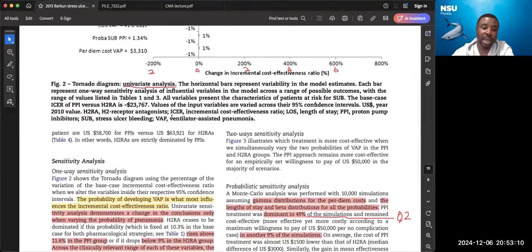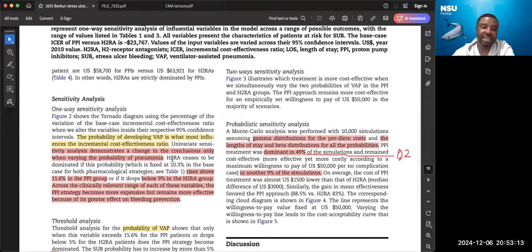You have to really know this. At what point does the base case change? The base case changes when the probability of causing the VAP in the PPI changes from 10.3 to 11.6. And also when it drops from the 10.32 in the H2 arrays to 9%. In that case, the base case changes. But even though the base case changes, the PPI is still the best because it is more expensive and more effective. But in this case, it is no more dominant.